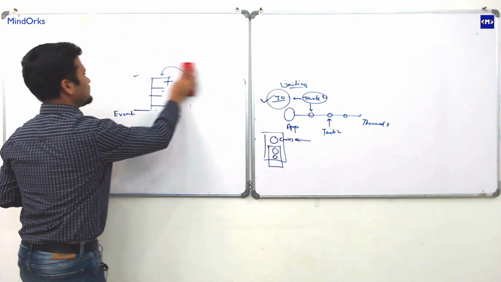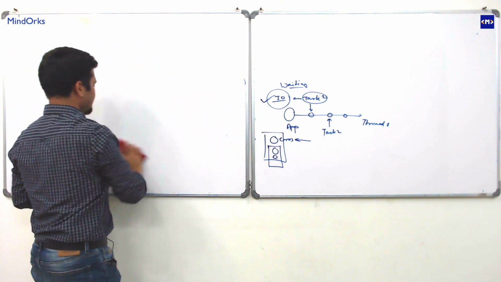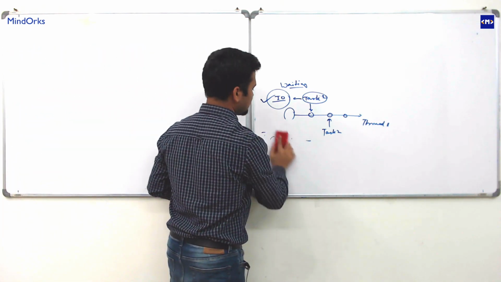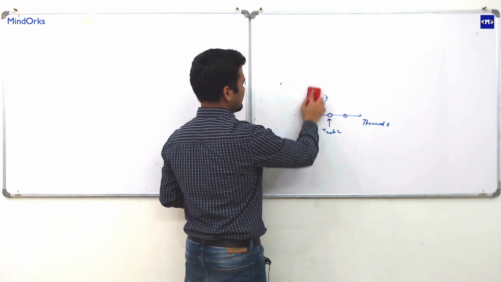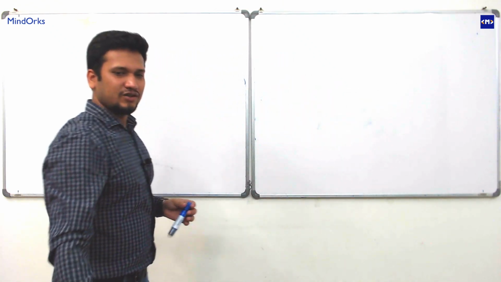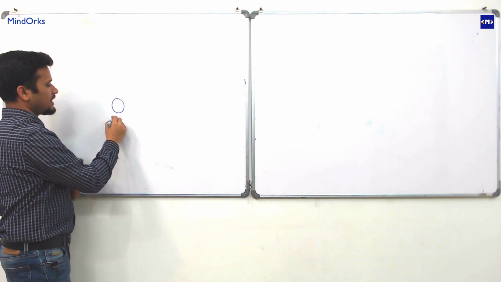Yes, so I'll tell you that in order to make the system better, what we can do is we can use multiple threads rather than a single thread. That is the most obvious thing. Okay, so for example, you have got again a process, your app.